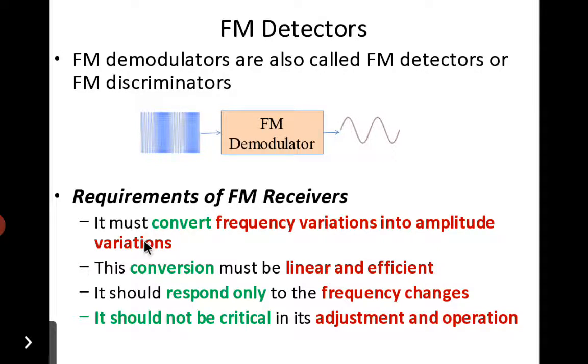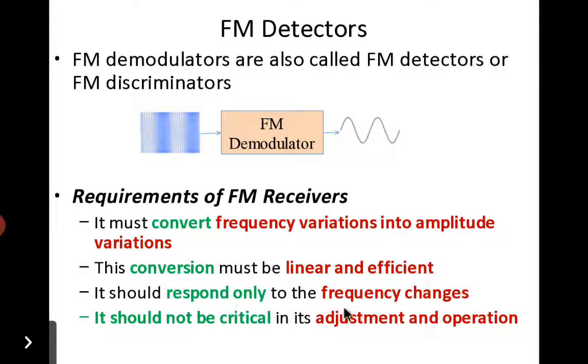First, it must convert the frequency variation into amplitude variation. In order to demodulate a frequency modulated signal, it is necessary to convert the frequency variation into voltage variations. It is done by using a frequency to voltage converter, and this conversion must be linear and efficient. That is, it should have a response as linear as possible over the required bandwidth. A shift in the input frequency must produce a proportional change in the output amplitude. If the response is not linear, then distortions will be introduced in the output.